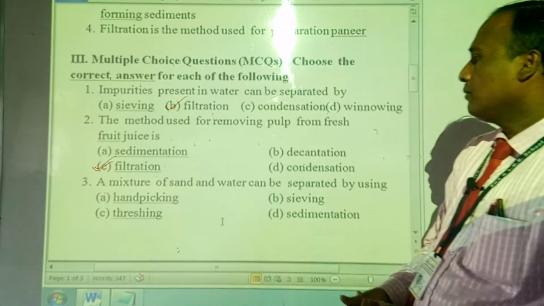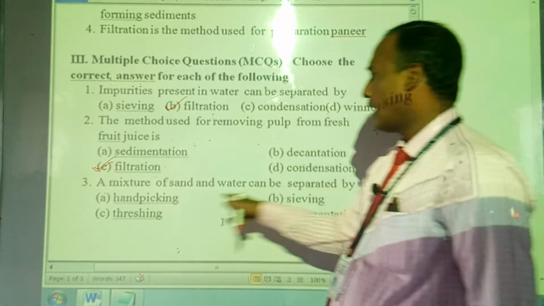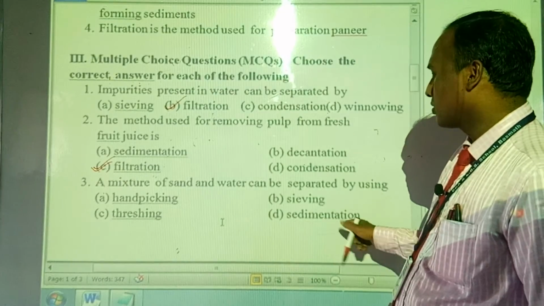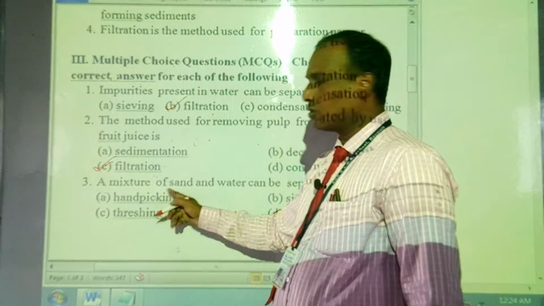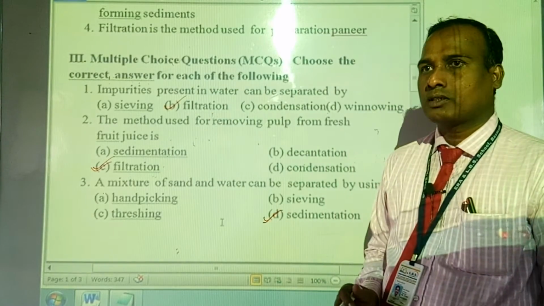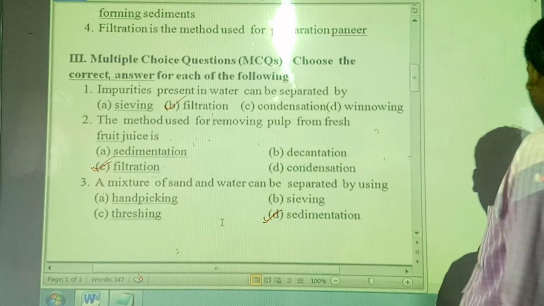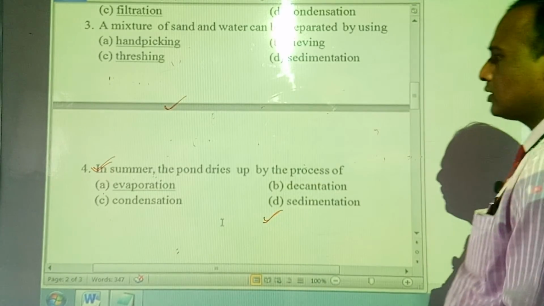Third question, a mixture of sand and water can be separated by using hand picking, sieving, threshing, and sedimentation. So this is sedimentation, because sieving we cannot do, by hand we cannot do, and threshing also we don't know. So the answer is sedimentation. That means if you allow them to settle down, then we can separate them.